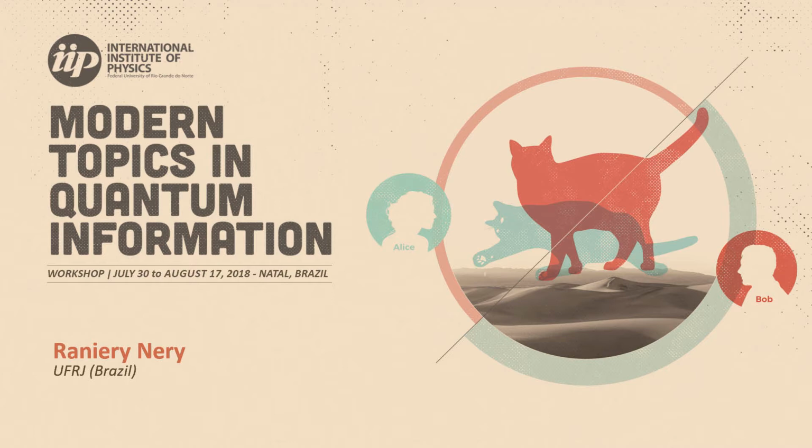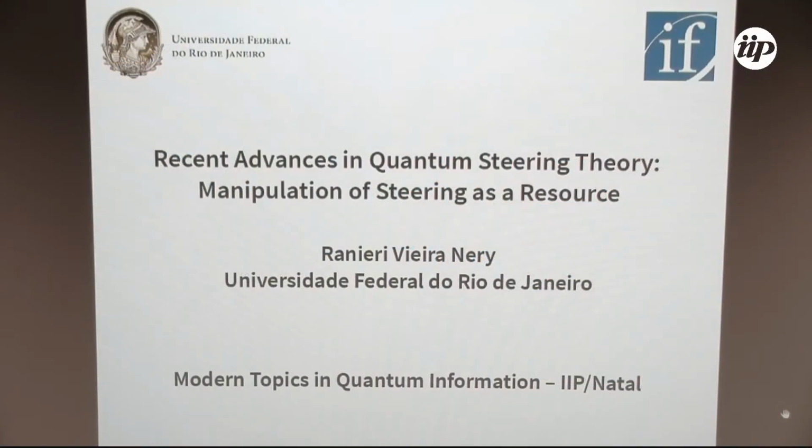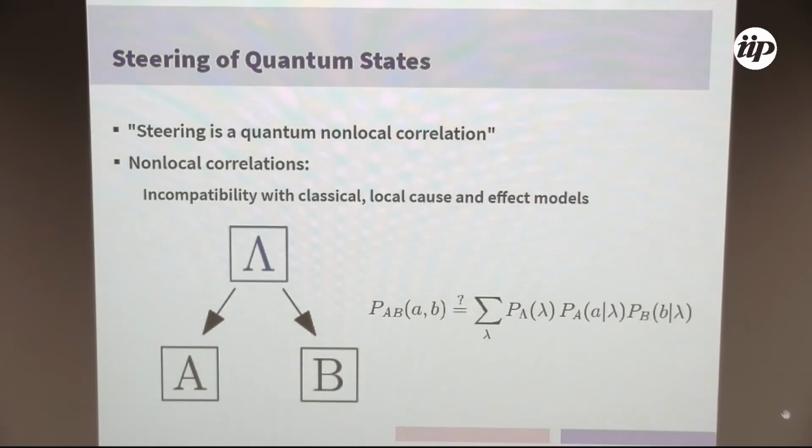Okay, thank you. So I'll be talking about this topic of quantum steering. For those of you who are not familiar with the subject, quantum steering is a type of non-local correlations in quantum mechanics, right? So what do I mean by that?